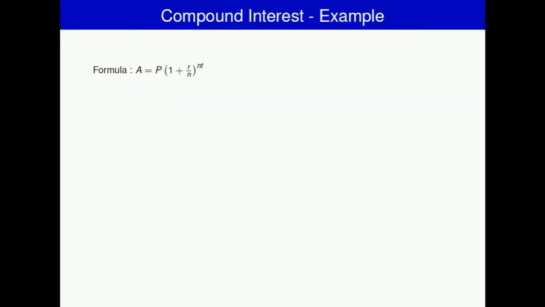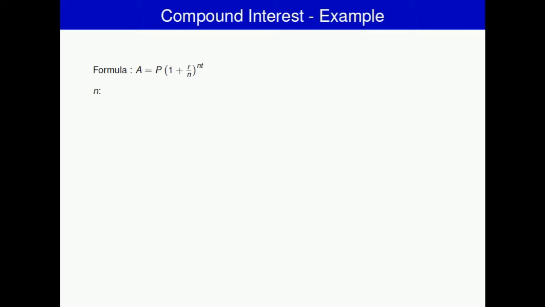Let's look at the compound interest. The formula is A equals P times (1 plus R over N) to the NT. You will recognize A, P, R and T. They are the same as in the simple interest. A is the future value, P is the principal, what you're starting with, R is the interest rate and T is the time. N is the new label.